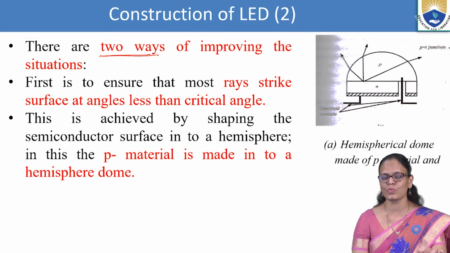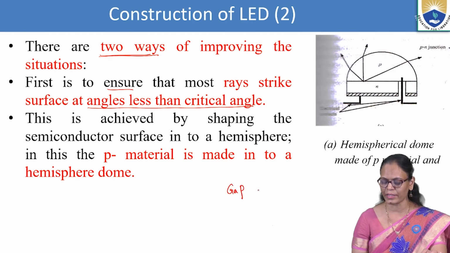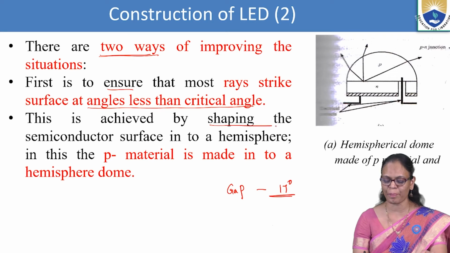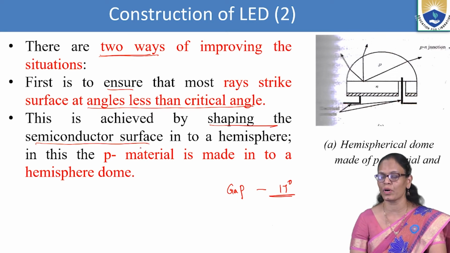The first one is to ensure that the rays strike at an angle less than the critical angle. For gallium phosphide, we have seen that the critical angle is 17 degrees. So we take care that the rays incident at the interface will be incident at an angle less than 17 degrees. How do we ensure that? By shaping the semiconductor surface into a hemisphere.